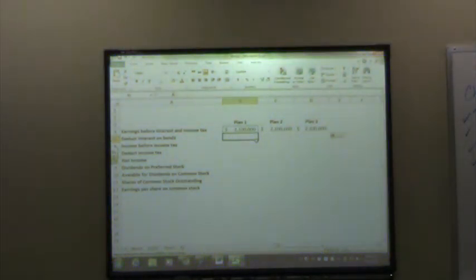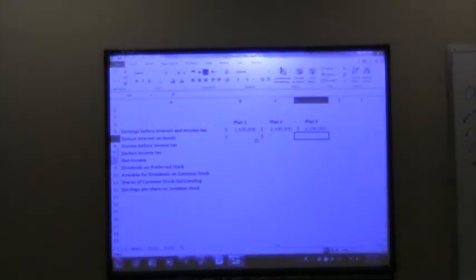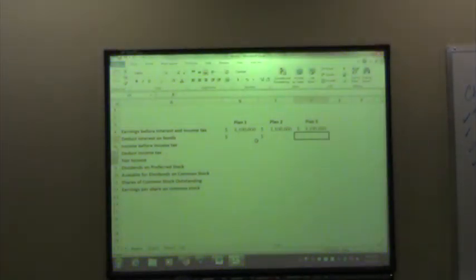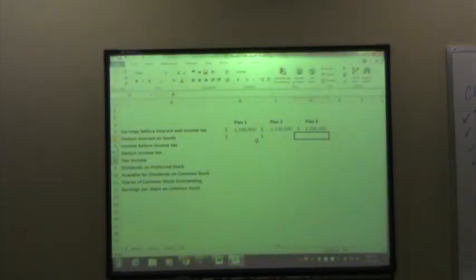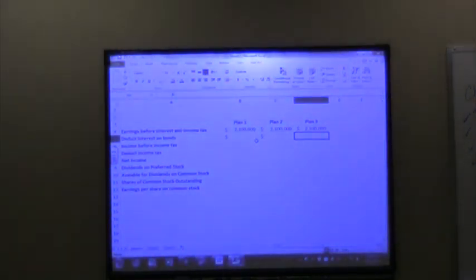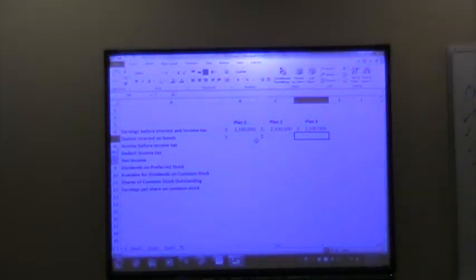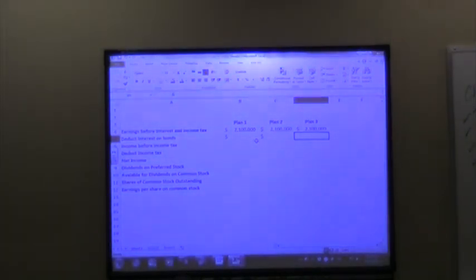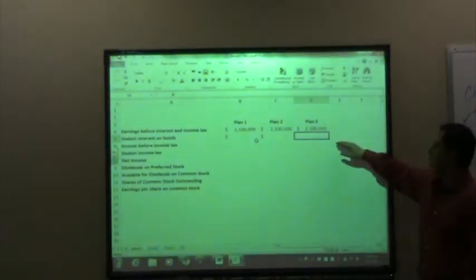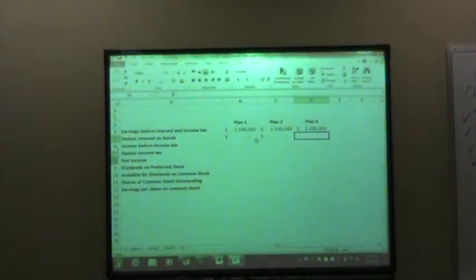The next part of the problem we have to take a look at is our bonds. Do you see any bonds in the first one? No. For the second, right? No. So we have 0 and 0, and then the third one, what do we have? We have 9 million at 8%. So what we're going to do is figure out what we're going to pay annually on that interest, because we're going to deduct our interest on the bonds. So we're taking the 9 million times 8%.